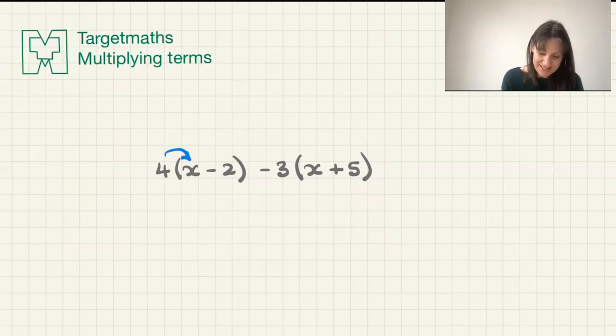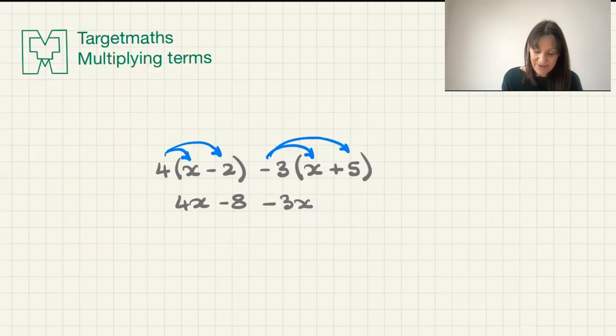4 times x is 4x. 4 times minus 2 is minus 8. Minus 3 times x is minus 3x. And the last one, minus 3 times 5. 3 times 5 is 15, and I've got 1 negative. So minus 15. So there's lots of negatives coming out here.